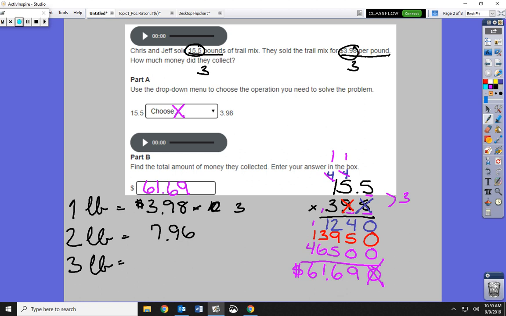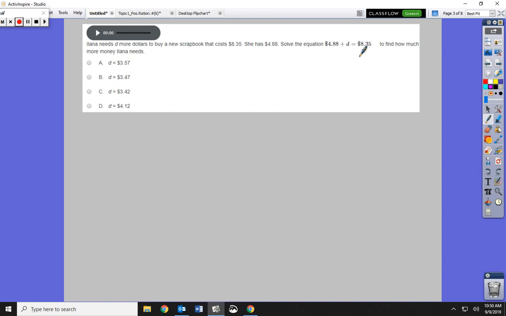Alright, let's take a look at another problem here on the online test. Hope that one made sense to you. I try to show you how I'm repeatedly adding numbers, so that we use multiply. The next one says, Ileana needs D more dollars to buy a new scrapbook that costs $8.35. So her scrapbook that she wants to buy costs $8.35. Ileana has, right now, $4.88, which is not enough money to buy the scrapbook.